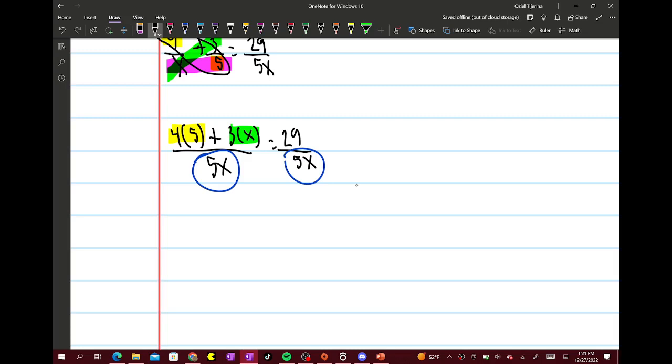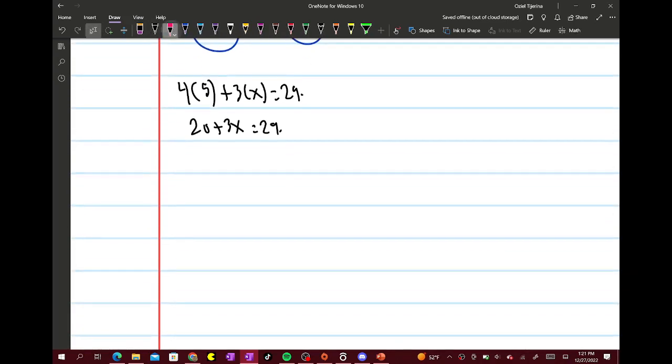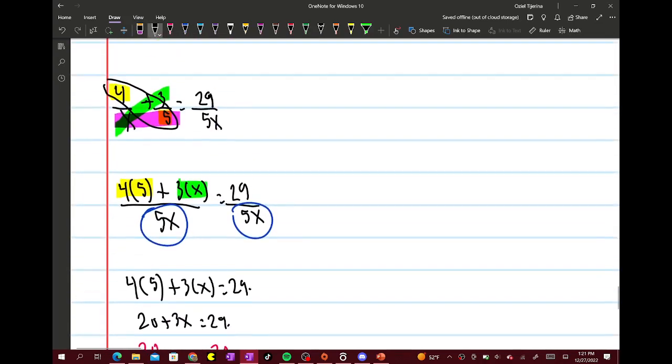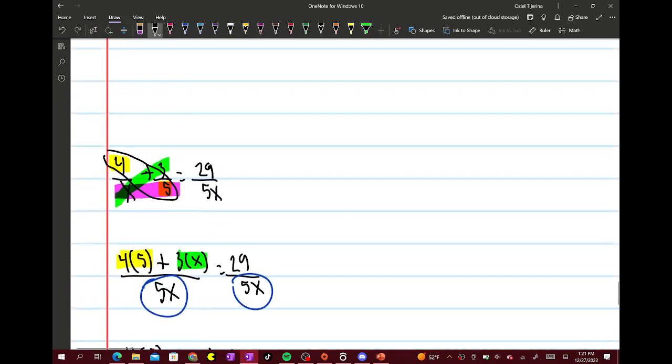So you have 4 times 5 plus 3 times x equals 29. And this would be 20 plus 3x equals 29. And you would subtract 20 on both sides, and you would end up with 3x is equal to 9. And then finally divide both sides by 3, and you would get that x is equal to 3, right? And of course, you would then check it.